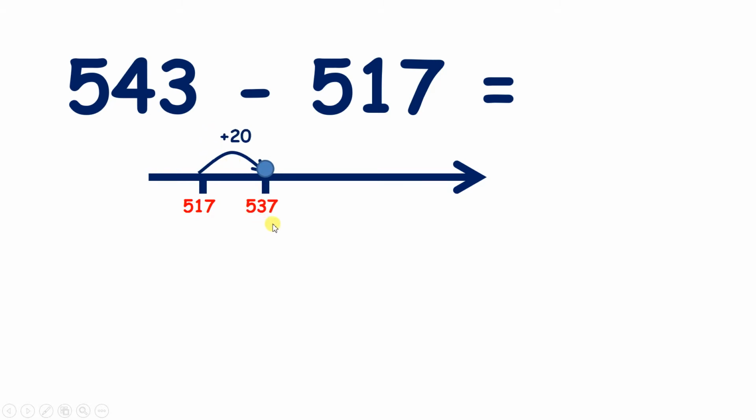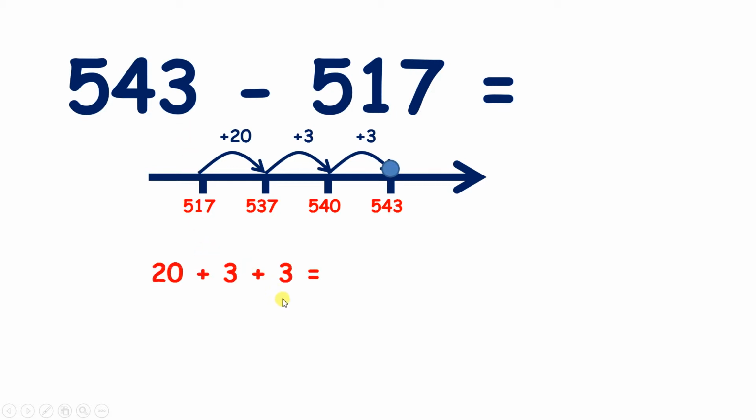Now we can add 3 to get to 540, and another 3 takes us to 543. So how many have we added altogether? 20 plus 3 plus 3 is 26. So we know that 543 minus 517 equals 26.